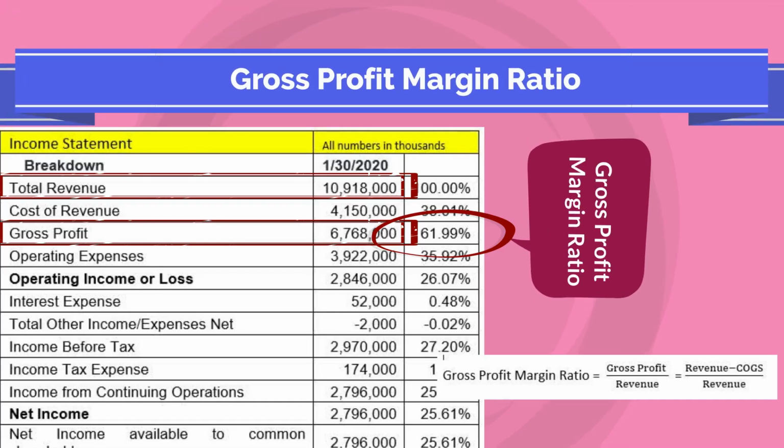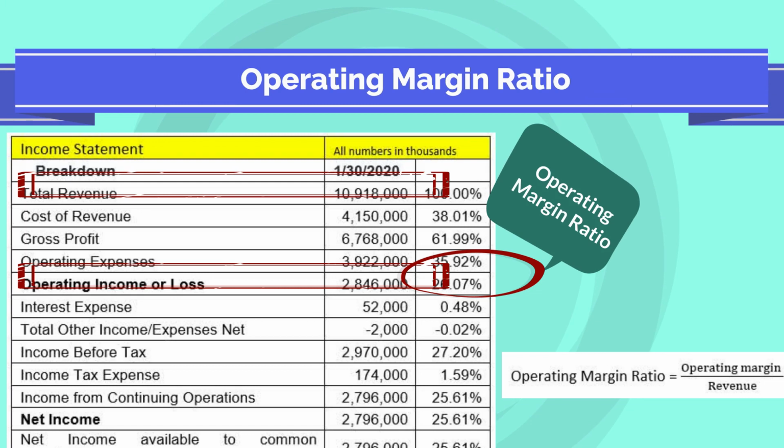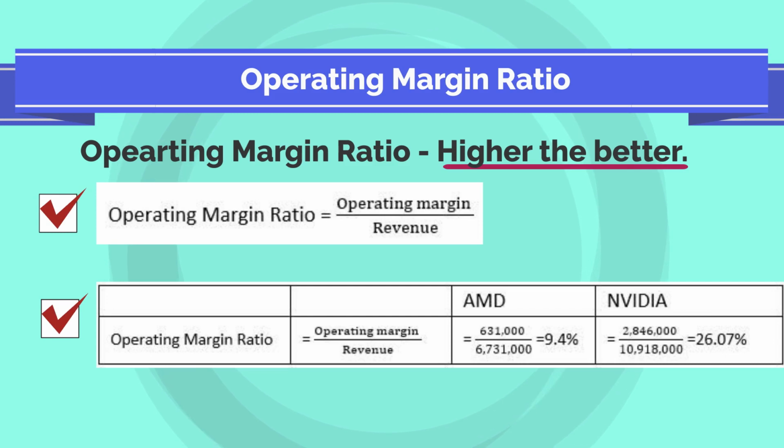Gross profit indicates the company's profitability and is calculated as the difference between revenue and cost of goods sold. Gross profit margin ratio is the gross profit as a percentage of revenue. Operating margin is the earnings left after deducting cost of goods sold and operating expenses. It is a measure of the margin left for shareholders as a percentage of net sales.